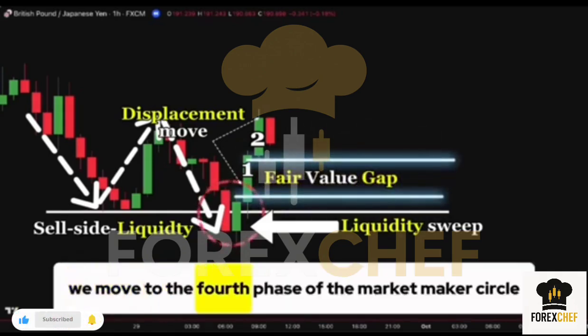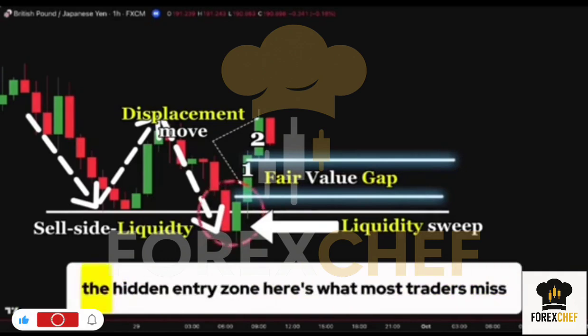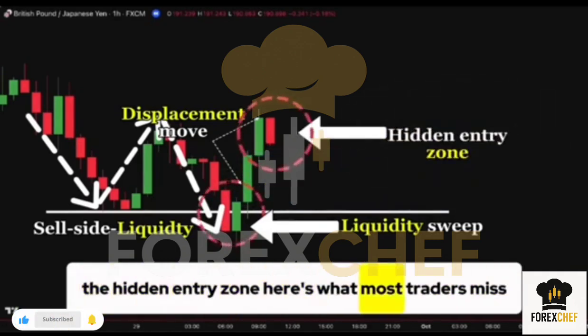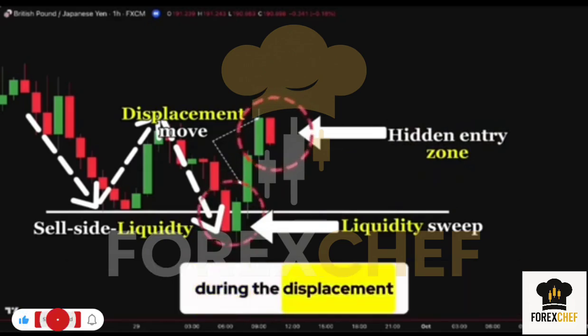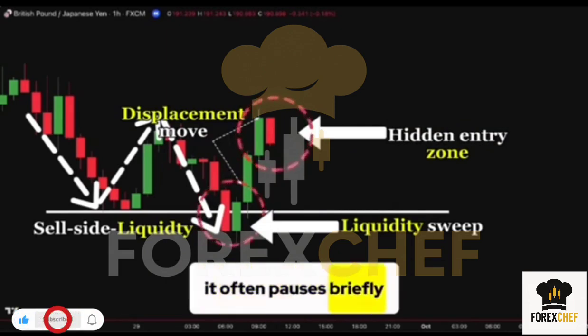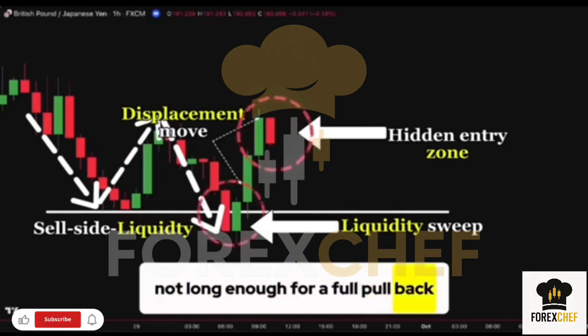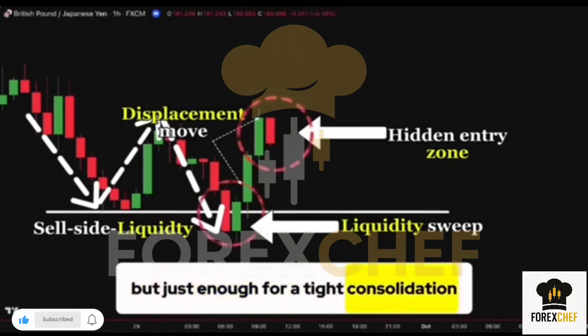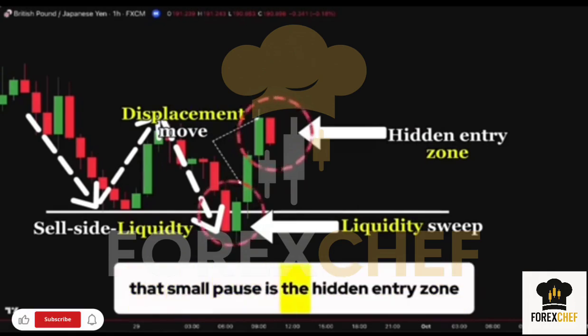Now we move to the fourth phase of the market maker circle, the hidden entry zone. Here's what most traders miss. During the displacement, price doesn't just move in a straight line. It often pauses briefly, not long enough for a full pullback, but just enough for a tight consolidation. That small pause is the hidden entry zone.